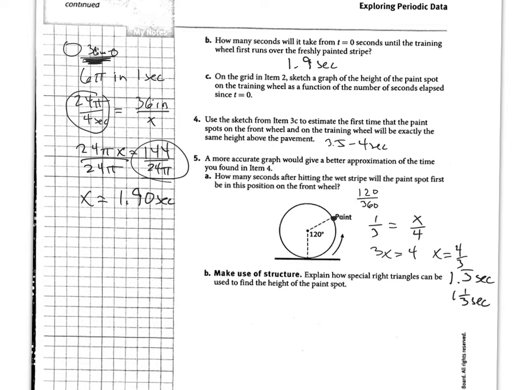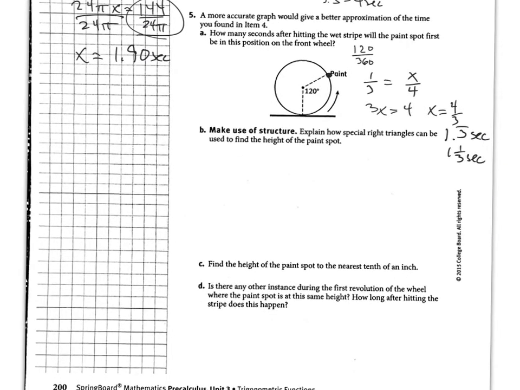I don't know if you can see where we're going with this, but we're heading towards special right triangles. This is a super weird way to do it, but that's what we're doing. It's a little bit more interesting than just going short leg over hypotenuse and all that other stuff. So explain how a special right triangle could be used to find the height of the paint spot.